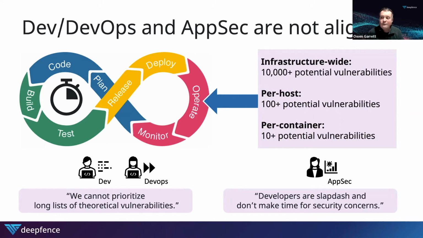They look infrastructure-wide. They spend time doing activities such as threat hunting, exploring, trying to find weaknesses that have found their way into production or have just been uncovered, and typically can turn up tens of thousands of potential vulnerabilities across an infrastructure, hundreds of vulnerabilities per host, dozens of vulnerabilities per container.